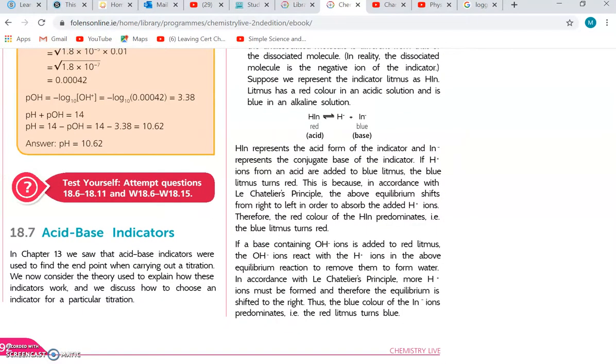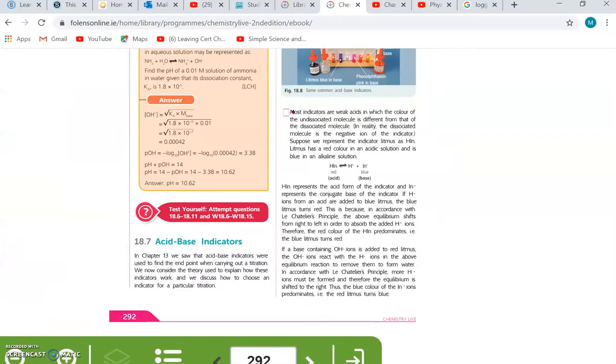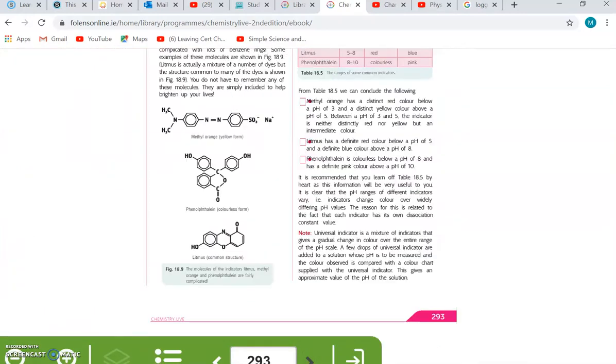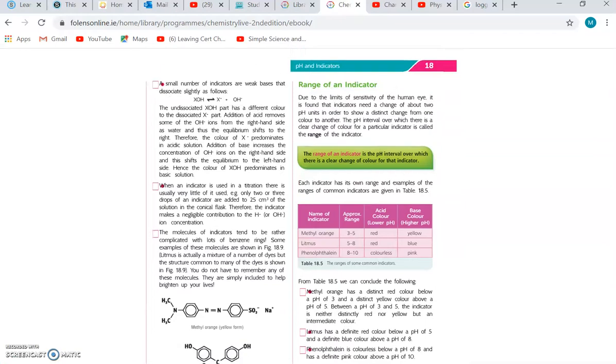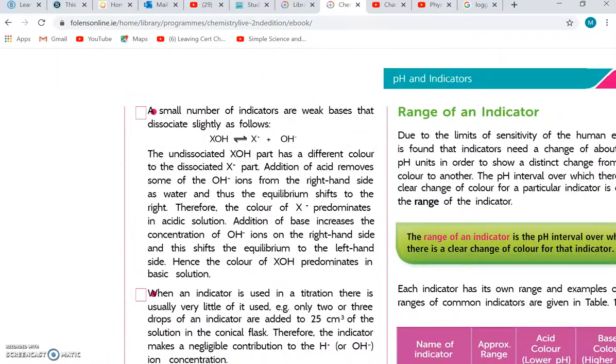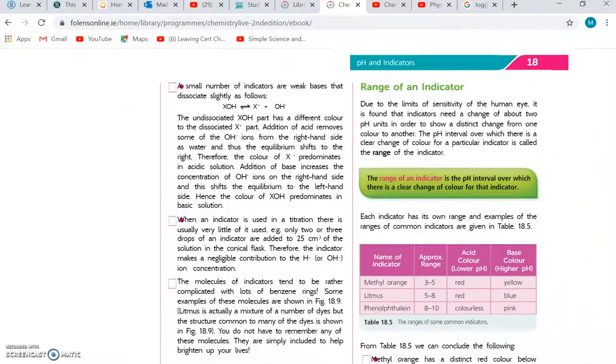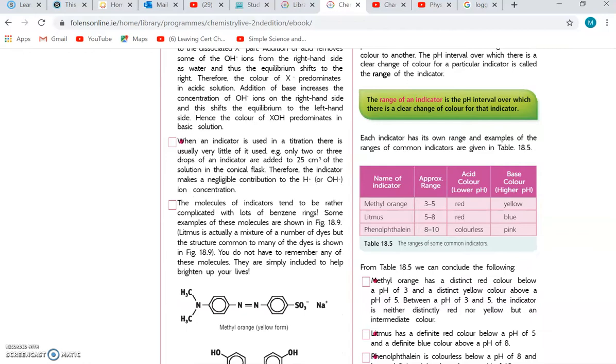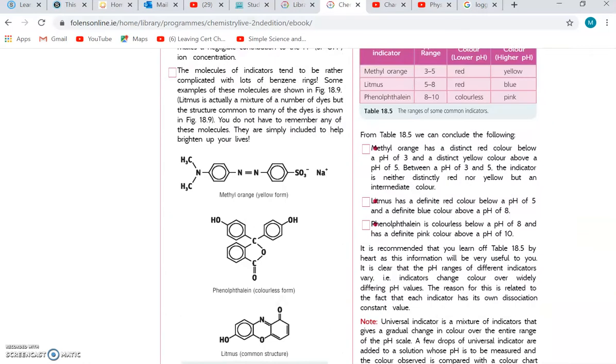Indicators that are bases would just have HOH as the reaction there. So you can see it there. Sometimes they ask you to represent the action of an indicator. So the ones we have are acidic acid-base indicators. It's a little bit of stuff there, not awfully important.